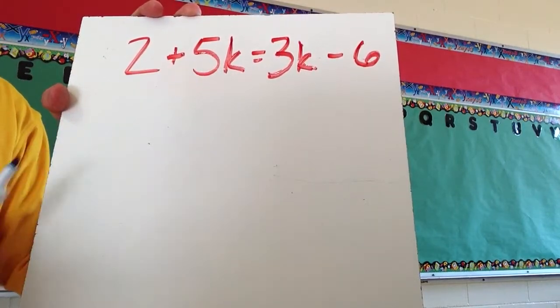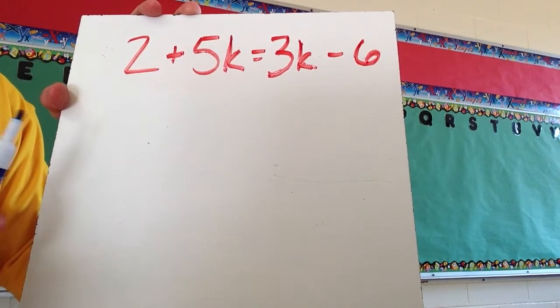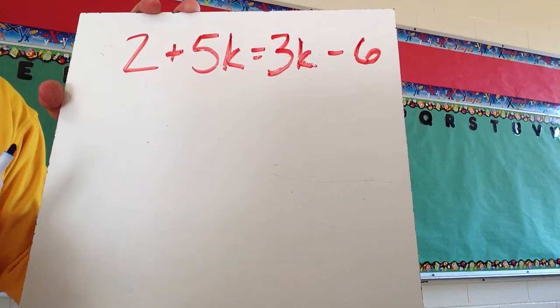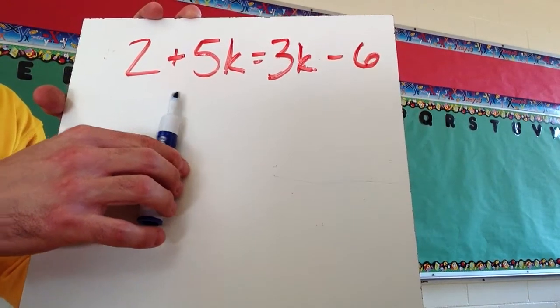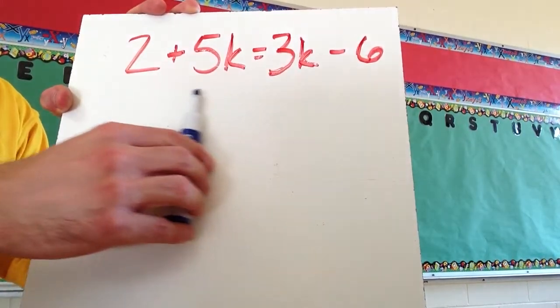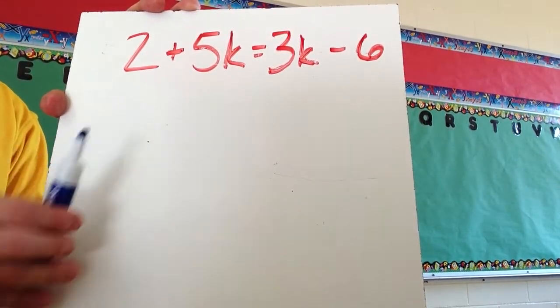And there are a bunch of ways that we could start this problem. What I'm going to try to do, and remember the goal is to isolate the k, so you want to get the k by itself on one side of the equal sign. It doesn't matter if it's on the left or on the right. I'm going to try to keep the k on the left side so it'll stay positive.